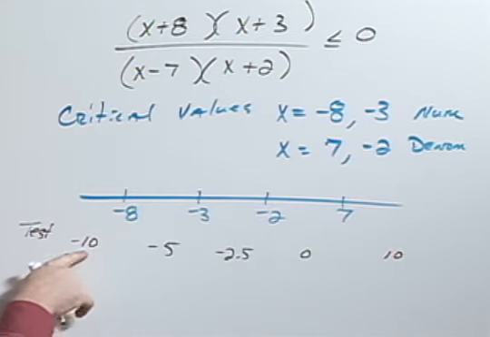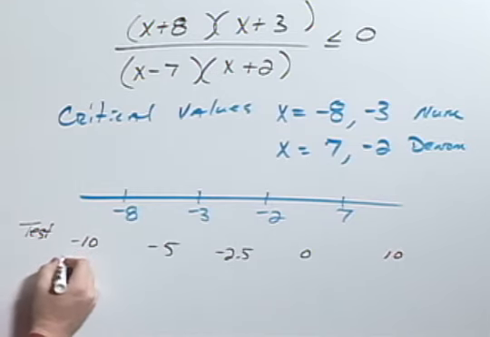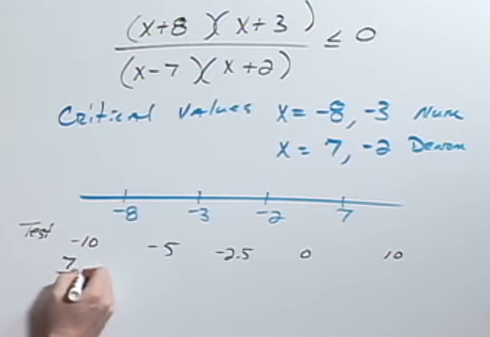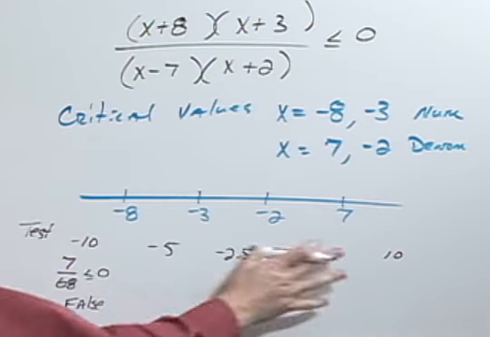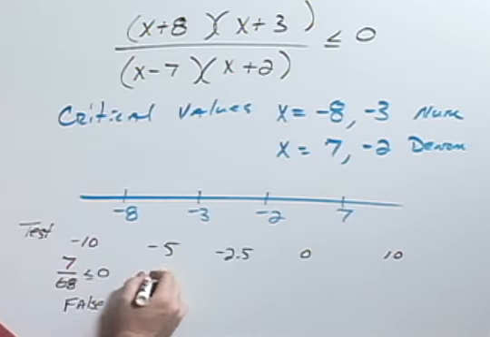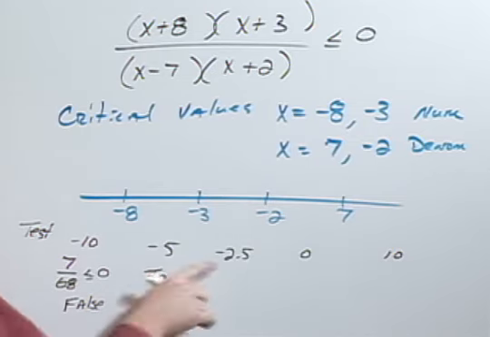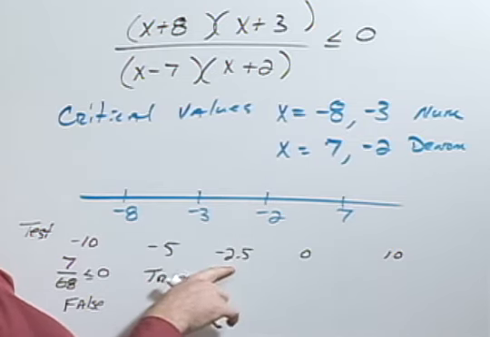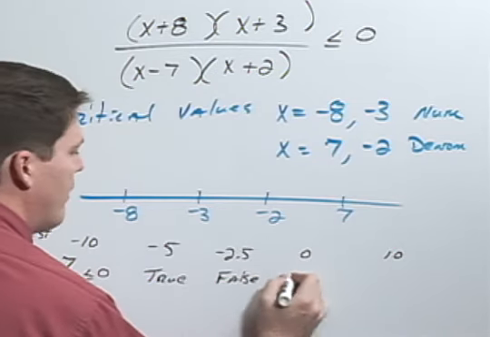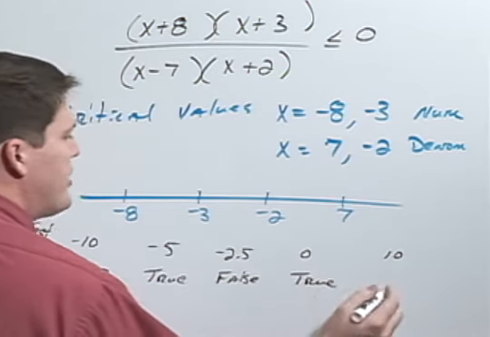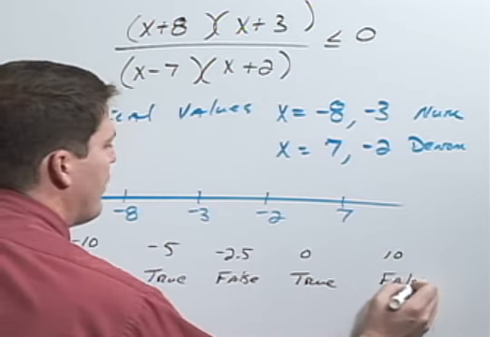For instance, if I put negative 10 into my original, I would get 7/68. Is 7/68 less than or equal to 0? Well, that would be false. So I know within this region is not my solution set. Going through the rest of those, if I checked negative 5, that would be a true statement. If I checked negative 2.5, that would be false. If I checked 0, that would be true. And if I checked 10, that would be false.